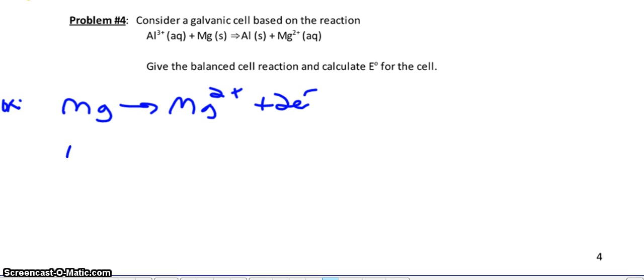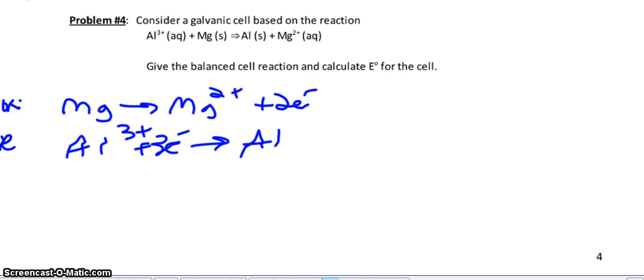Okay, so then the aluminum ion becoming aluminum metal, well, where do I need to put the electrons here? Well, I think the one that's more positive needs to have the electrons, so I need to put the 3 electrons here. So is the aluminum ion gaining electrons or is the aluminum ion losing electrons? And you'll see that it's gaining, so that's my reduction.